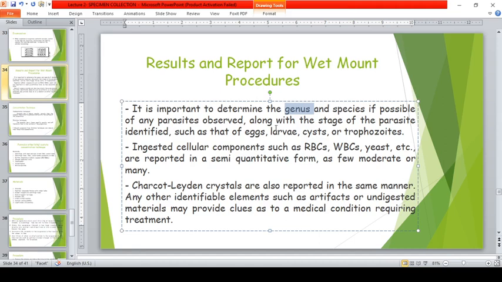Charcot-Leyden crystals are also reported. Again, from what cells are these components? They are from eosinophils. And if eosinophils are present in the stool sample, it may indicate the presence of what? The presence of parasitic infection.